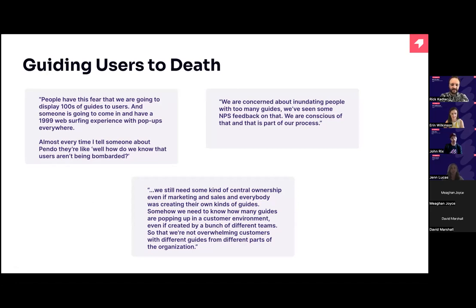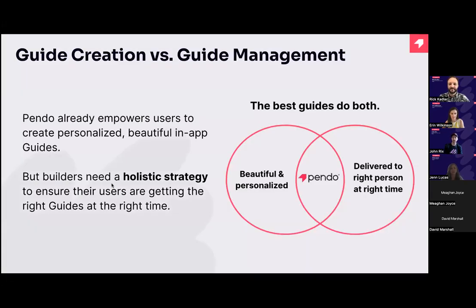And then finally, we need some kind of central ownership. Even if marketing and sales and everybody was creating their own kinds of guides, a way to know how many guides are popping up in a customer environment, so that we're not overwhelming users with different guides from different parts of the organization. So I don't know if any of you guys out there are thinking about this. I know a lot of people are, especially our guide admins.